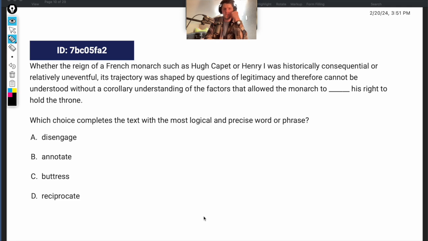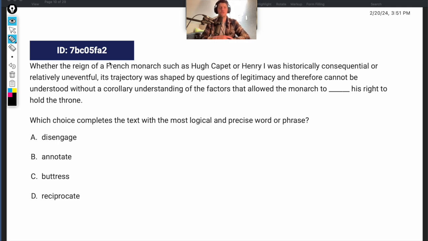So we'll read the first clause. Whether the reign of a French monarch such as Hugh Capet or Henry I was historically consequential or relatively uneventful. So let's pause. We're saying, regardless of whether their time in power was historically important or actually not very important, not a lot happened. Its trajectory, the trajectory of their reign, sort of the shape or arc of their reign, was shaped by questions of legitimacy. Okay, so that means whether or not they should be allowed to rule, right?